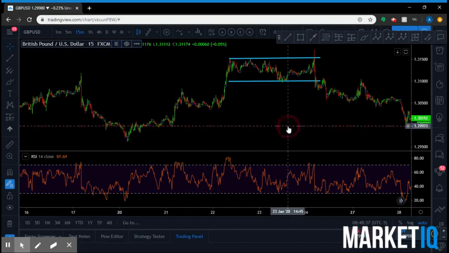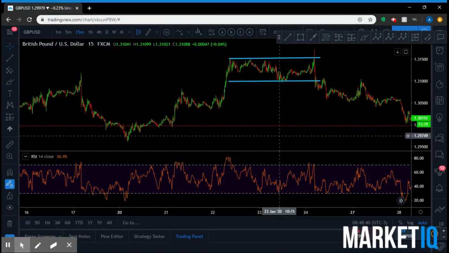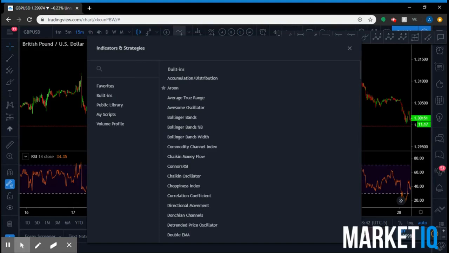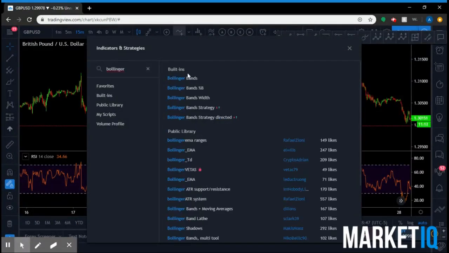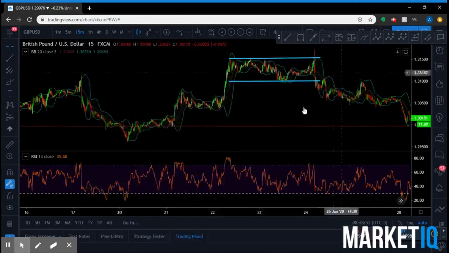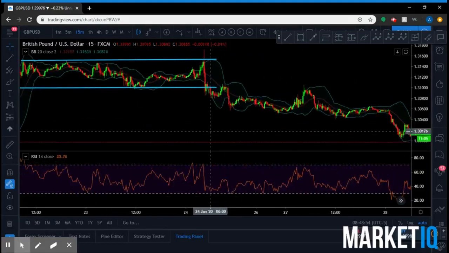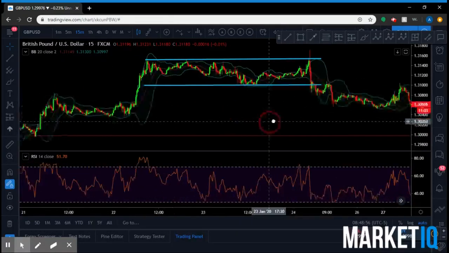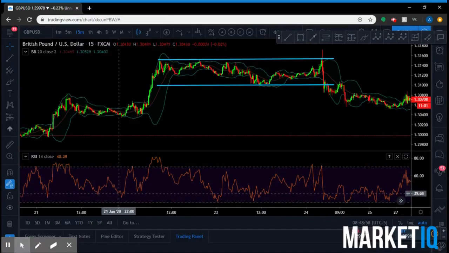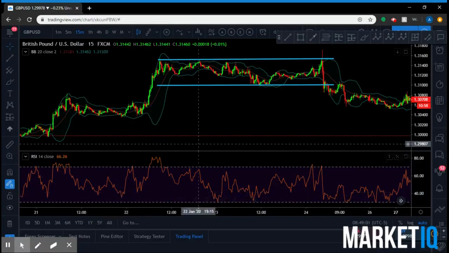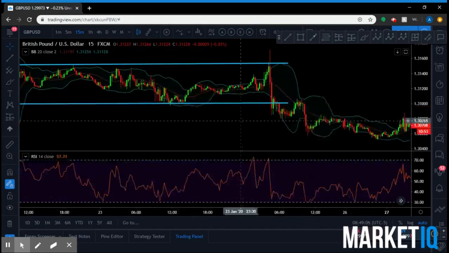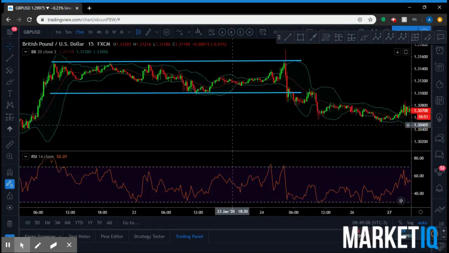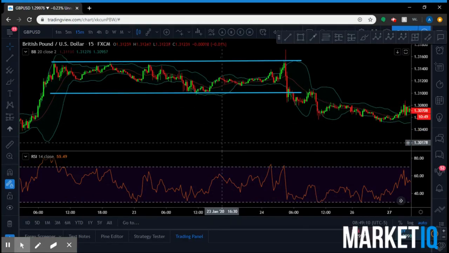The next thing we use is a Bollinger Band. Just type in Bollinger, and it'll bring up your Bollinger Bands for you. What we can do with a Bollinger Band is combine it with the RSI, and what that will do is give us two areas of confirmation. It'll give us two things that we can look for in order to confirm a buy or a sell.